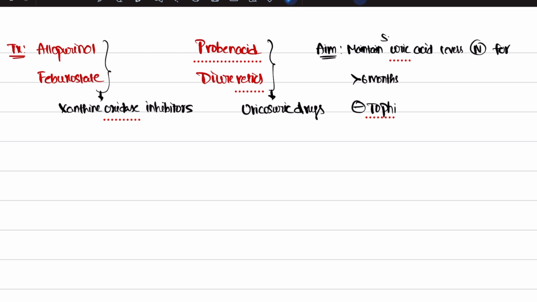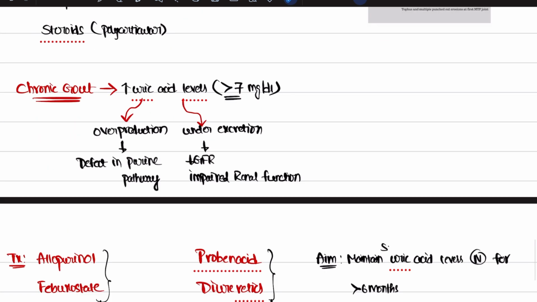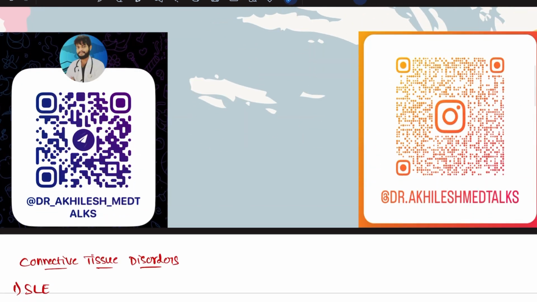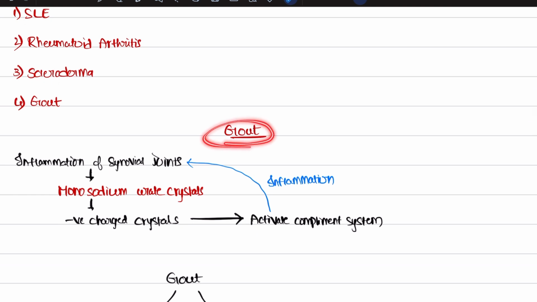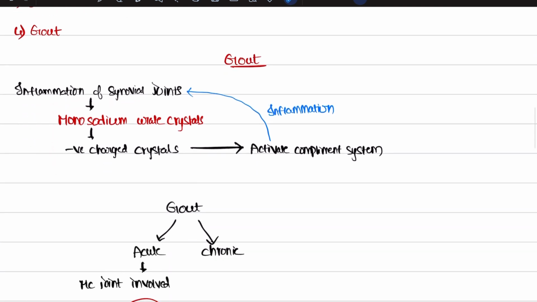So finally I am going to revise the whole topic. Try to recall along with me so you remember it for life. Today we discussed gout. First, gout is the inflammation of the synovial joint. How does the synovial joint get inflamed? Because there is accumulation of monosodium urate crystals in the synovial joint, which leads to activation of the complement system. This further causes inflammation. This is how the patient suffers with gout.